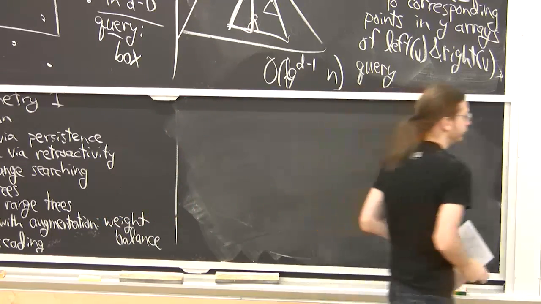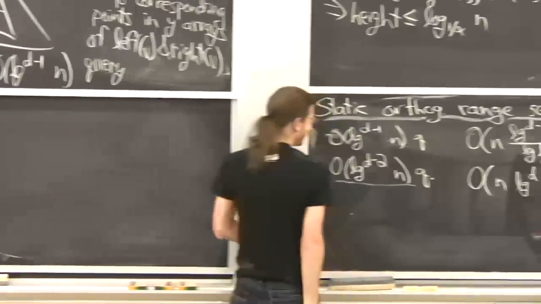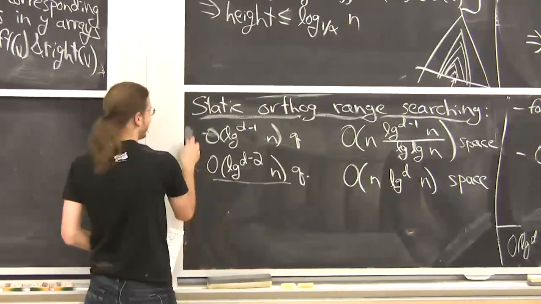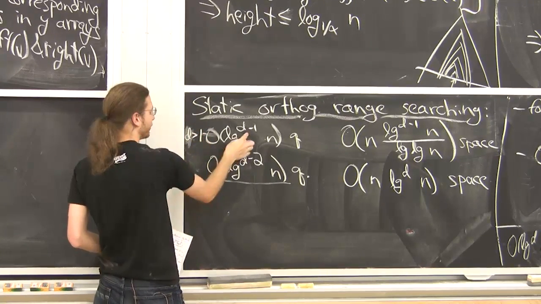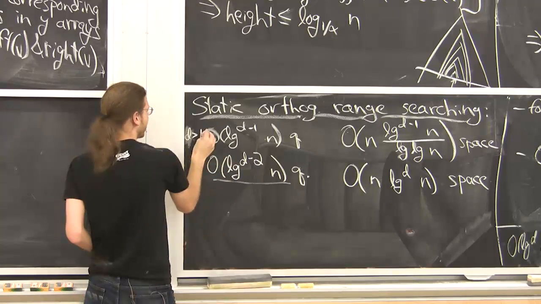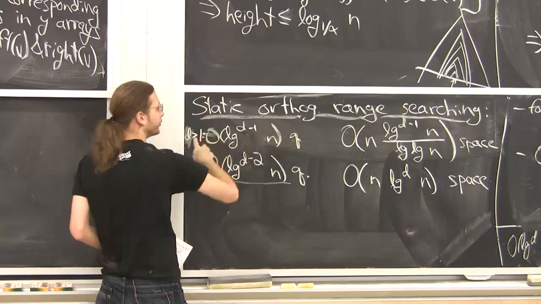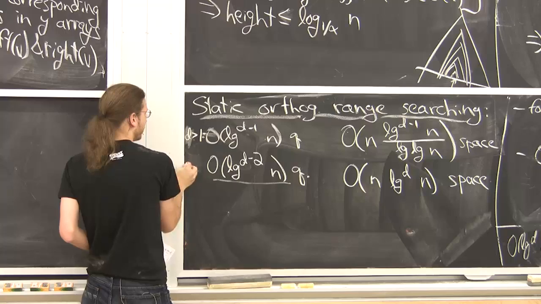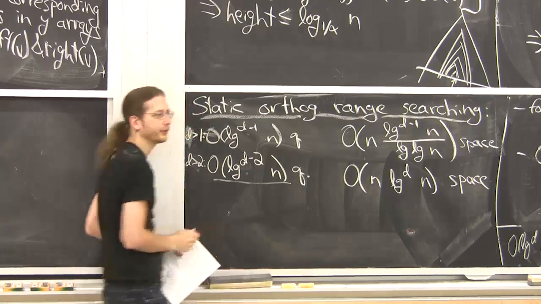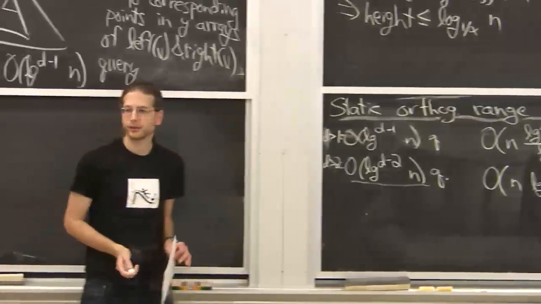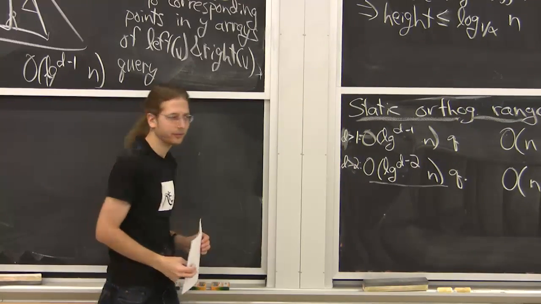For d equals 2, no, it does not work. So this is for 2D and higher. D has to be bigger than 1, because you can never beat log n. So for 2D and higher, we could use the trick that we just did. For 3D and higher, you can improve by another log. Thanks. Other questions? You can never beat log n.